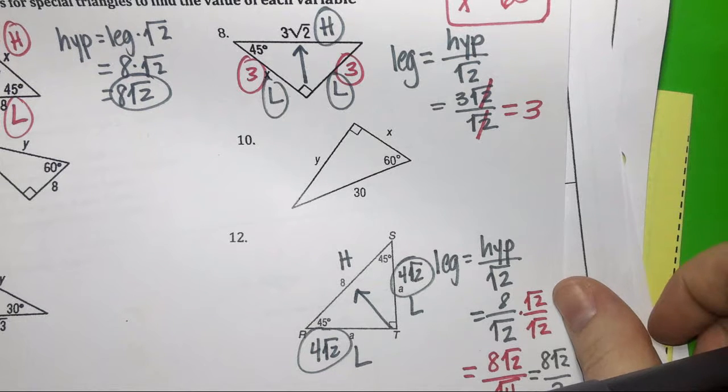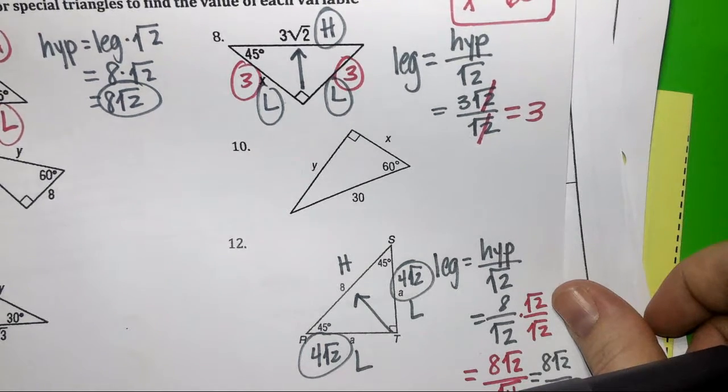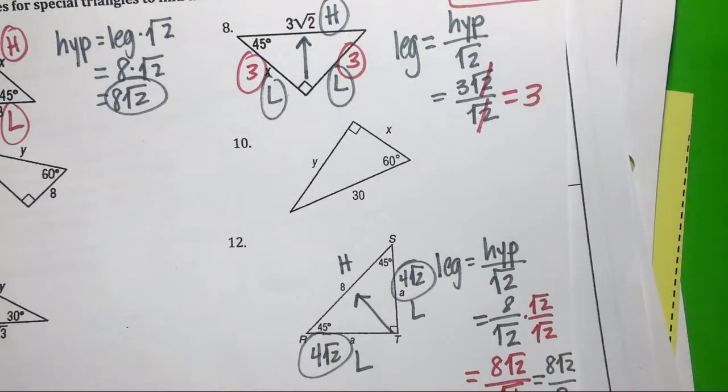So on the test, if we just label hypotenuse and leg, you'll get a few points, especially on the 30, 60, 90, because there's more involved, because there's the short leg, long leg, and the hypotenuse. That's a good question. Okay, what do I need to do now?